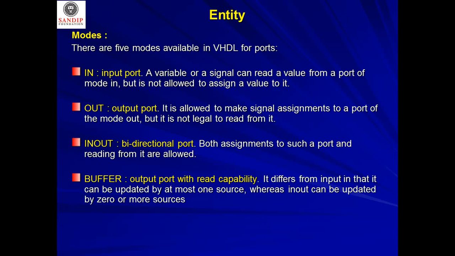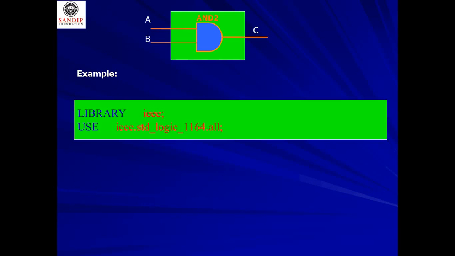Second is the output port. It is allowed to make signal assignments to a port of mode out, but it is not legal to read from it. Third is inout, which is the bidirectional port. Both assignments to such a port and reading from it are allowed. Fourth is buffer. It is an output port with read capability. It differs from inout in that it can be updated by at most one source, whereas inout can be updated by zero or more sources.